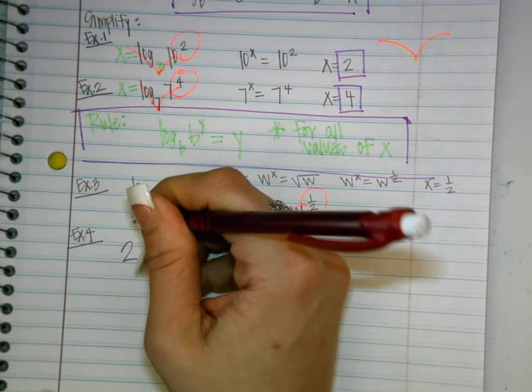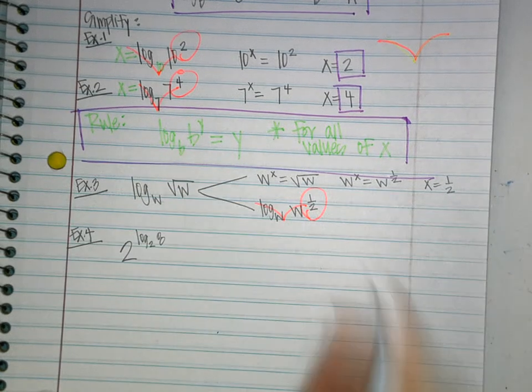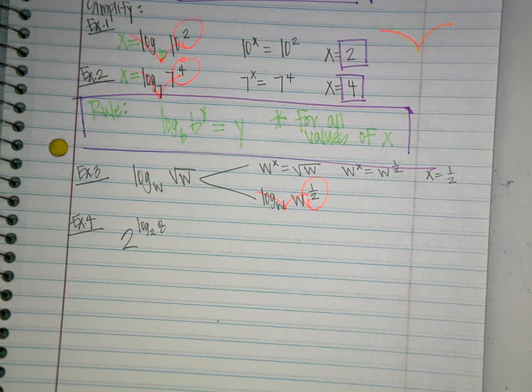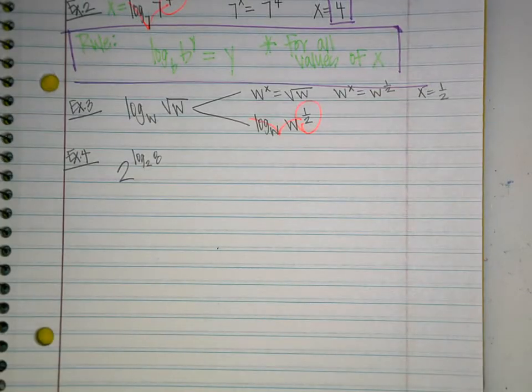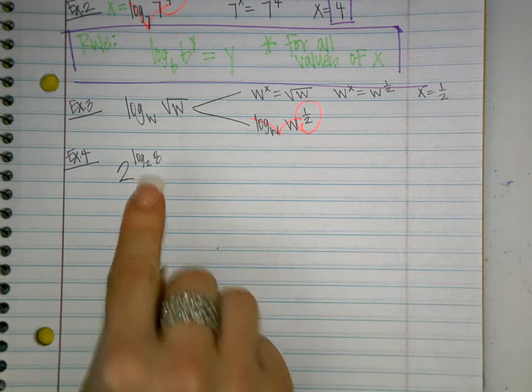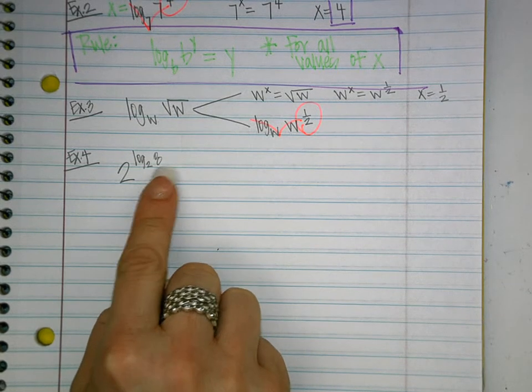2 to the exponent of log base 2 of 8. Throw everything out the window here. First thing you have to do is figure out, we have to simplify this exponent. What is log base 2 of 8?